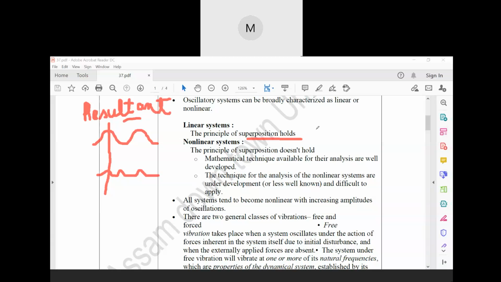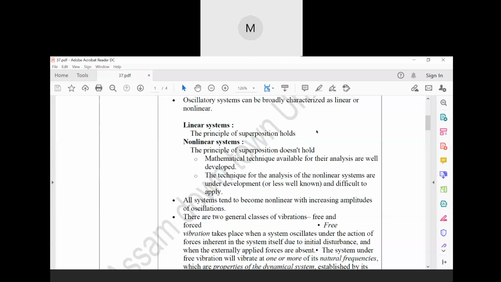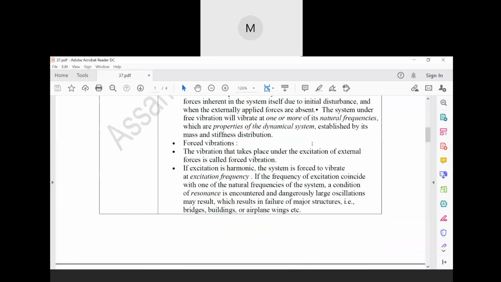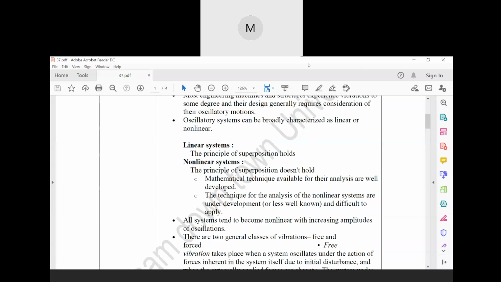That means in a linear system, the principle of superposition holds good. We are done with the linear systems. Now in a non-linear system, what happens? The principle of superposition does not hold good.